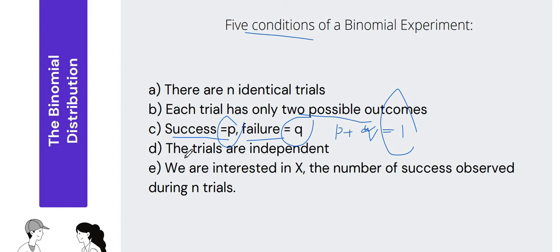The fourth condition is that the trials are independent, and the last one is that we are interested in X, where X is the number of successes. Earlier we had 2 outcomes, success and failure, and we want to focus on success. Actually, success doesn't necessarily mean what you think, and I will explain that later. For now, we just accept these 5 conditions. So what we focus on is the number of successes.